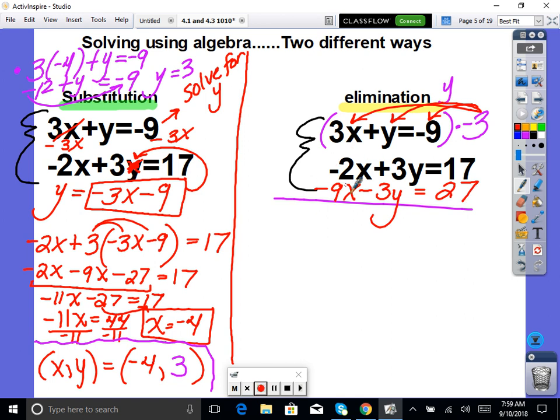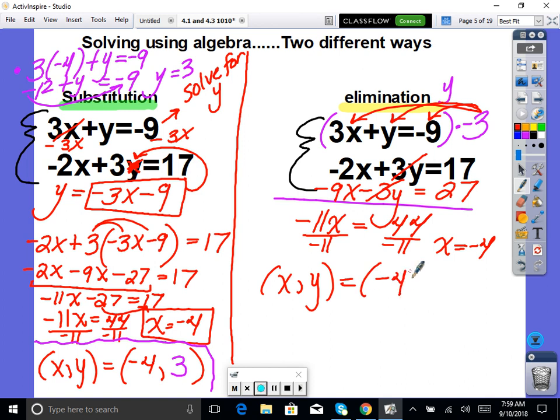Negative 2x plus negative 9x is negative 11x. True? This plus this is 0, so we know we've canceled it out correctly. That's equal to 17 plus 27, which is 44. Now solve for x, so divide by negative 11. So x is equal to negative 4. Look, that's what we got here as well. So we'd say, okay, so we have an xy point. We know the x value is negative 4, so now I need to plug it into one of the y values, just like we did over here. Now this process is no different. Plug it back in. So we already did that.